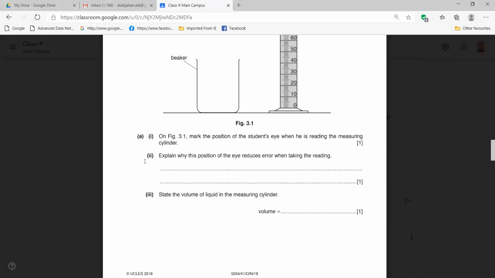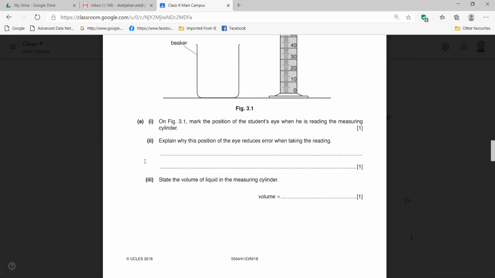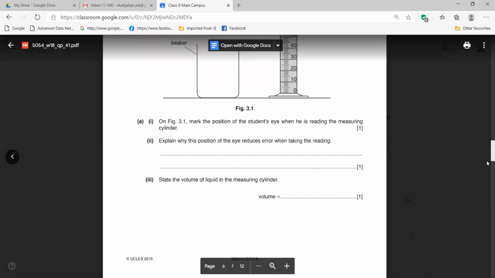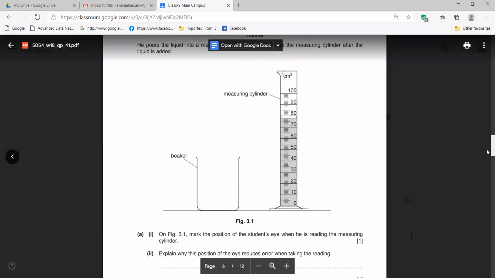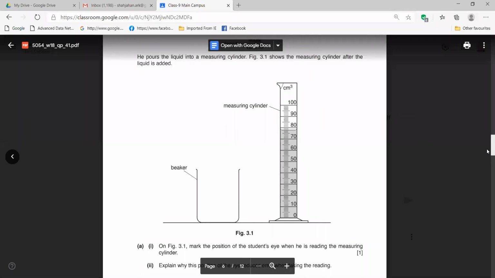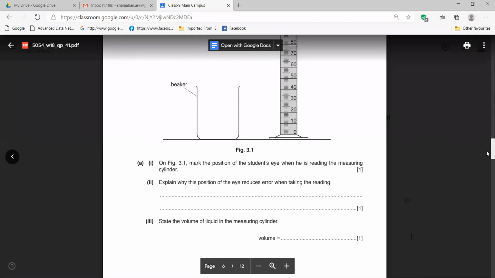Next. Yeah, Adnan, continue. Next part. Yes, sir. Number 2, explain why this position of the eye reduces error when taking the reading. Okay. Sir, because it is parallel to the meniscus. Yes, it is parallel to the meniscus, as we understand from the diagram. Now the question is why we need to keep it parallel? To get a more accurate result. Yes, to give a more accurate reading, and we can add another thing, that is to avoid parallax error.